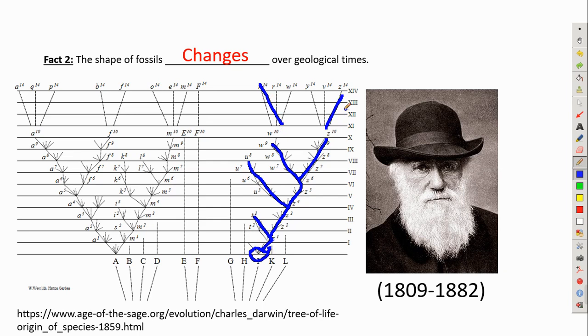So maybe one of the key approaches of Darwin is that he had this idea that there was a common ancestor, and that most species were related to one common ancestor. Again, this is a little bit simplified.